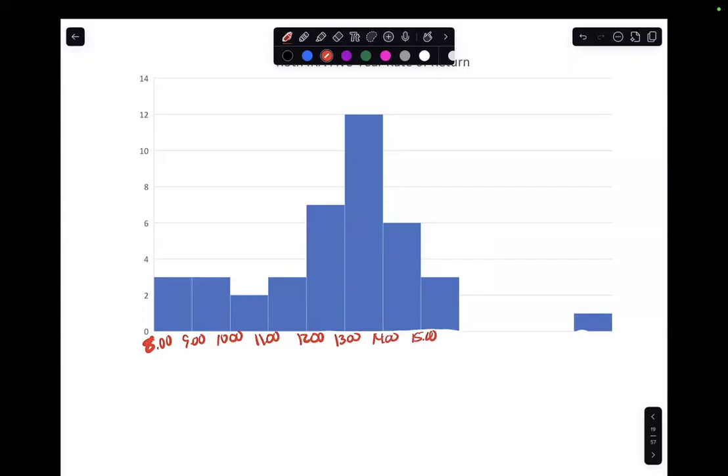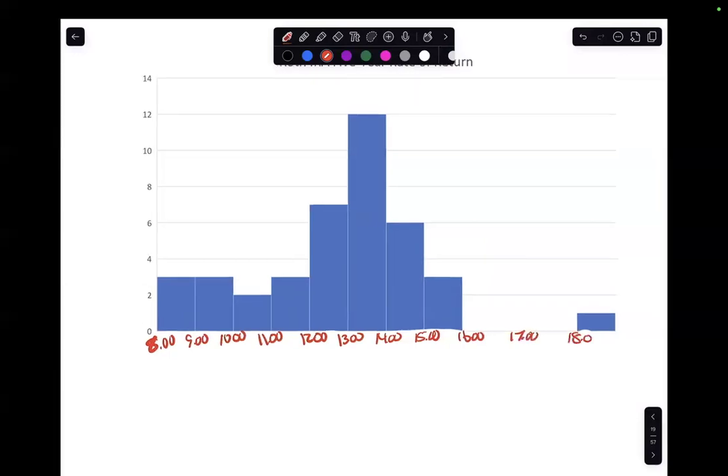So then this one right here would be 16, 17. We only had 2, right? And then 18. I think that's what it was. So we only label the lower class limit.